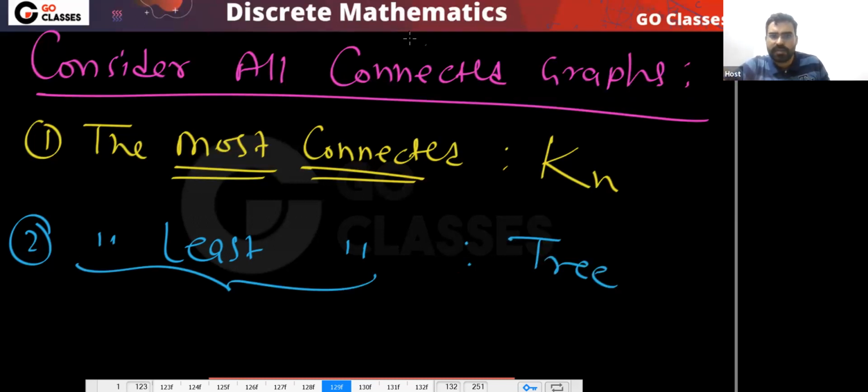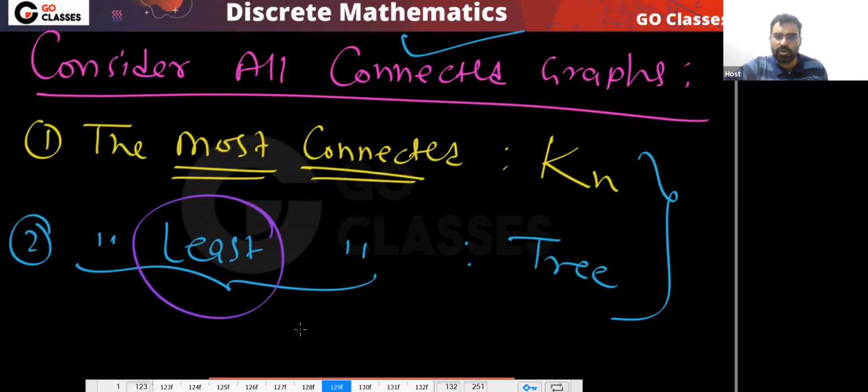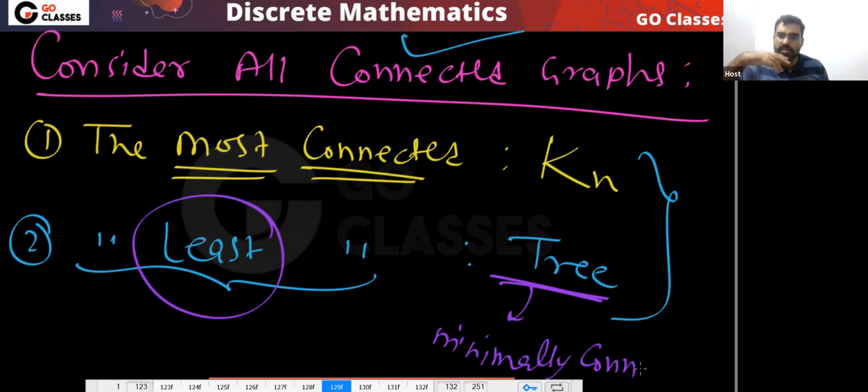Consider connected graphs only. If you consider all connected graphs, then the most connected is the complete graph and the least connected is the tree. Yes or no? Tree is the least connected. You already know this. This tree is minimally connected. We already know this.